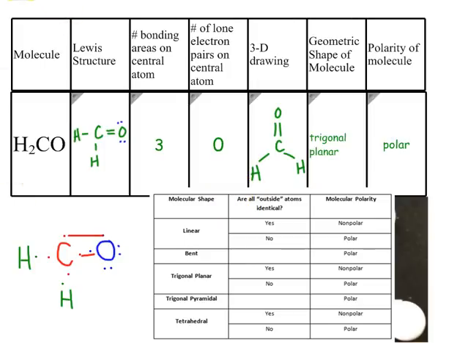So this concludes our lecture on Lewis structures and geometric shapes of molecules, and you're going to get to continue exploring this in the classroom where you'll be working with the model kits and constructing new molecules and determining what their Lewis structures are, their geometric shapes, and their polarities. So we'll see you in the classroom.